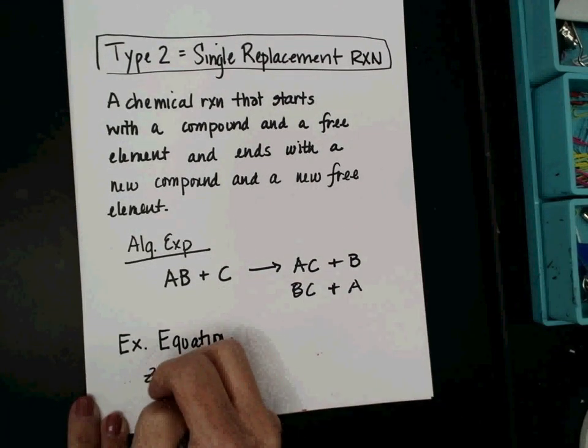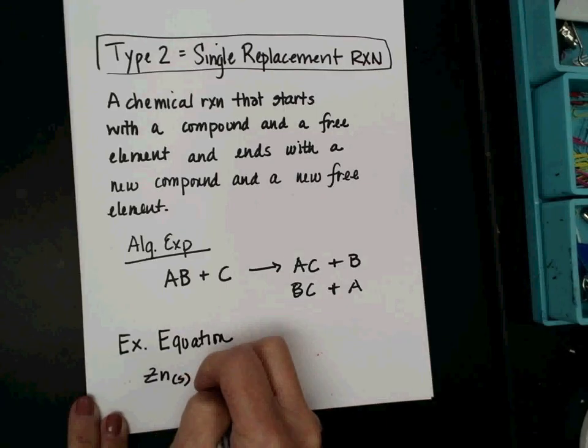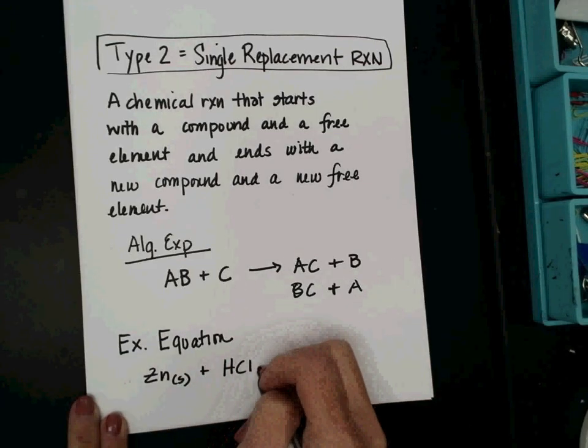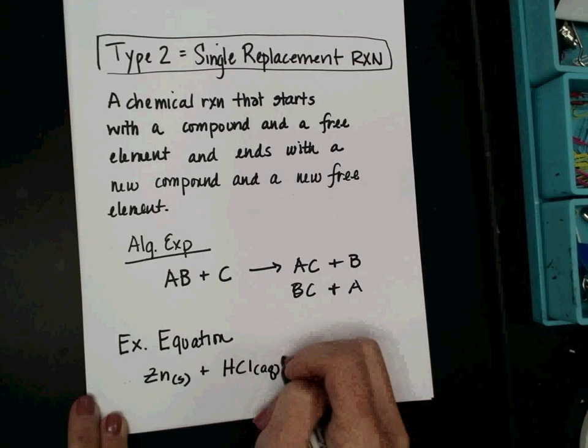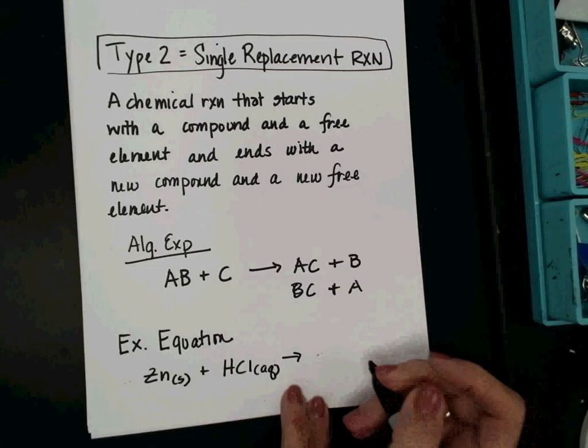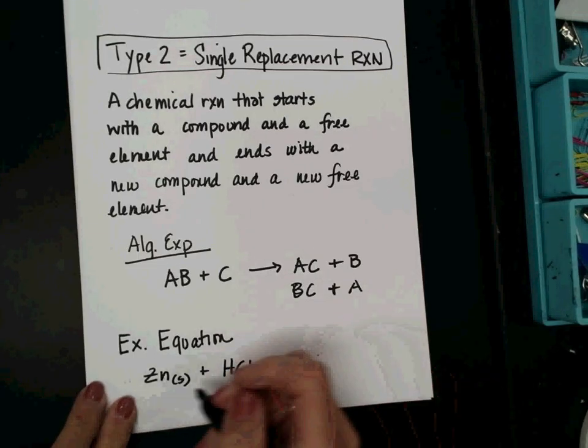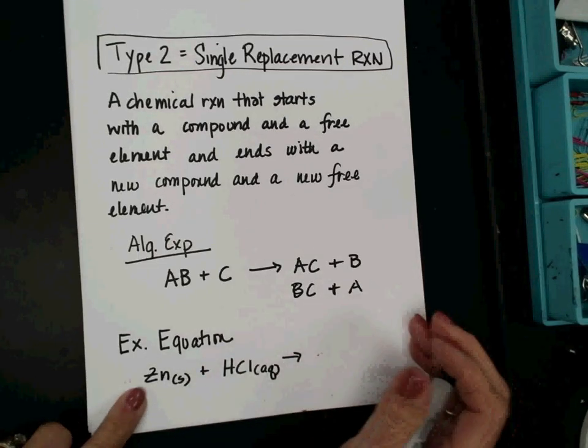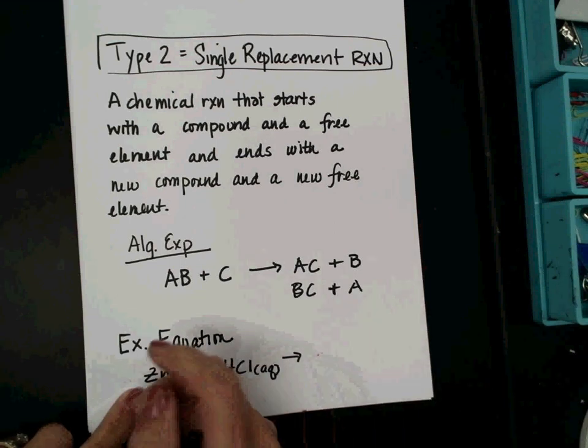So here's an example equation. Let's say I'll use zinc again. I start with solid zinc. I'm going to put it in some hydrochloric acid. And on the other side of the equation, I will get... We have to look at these things again, you have to stop and look.